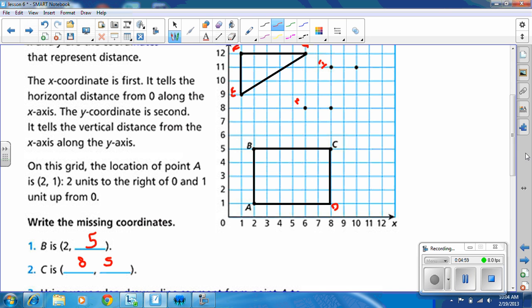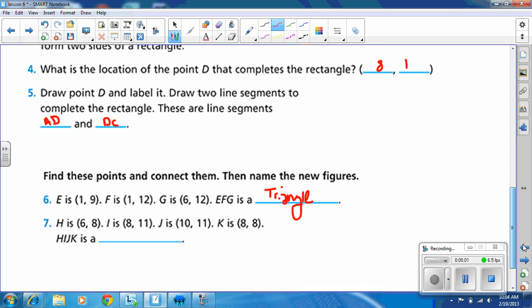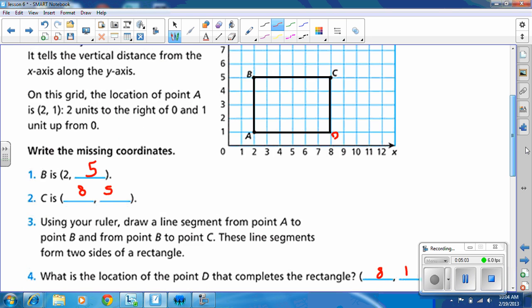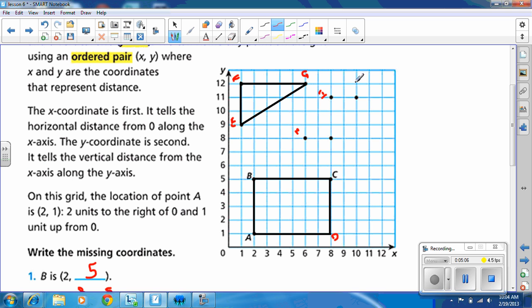Okay, come down. J, 10, 11: over 10, up 11, that's J. And my last point is K, over 8, up 8. And then we're going to connect those again with our straight edge and see what our shape is. Okay, so connect across here, H to I to J, J to K, and then K to H again.